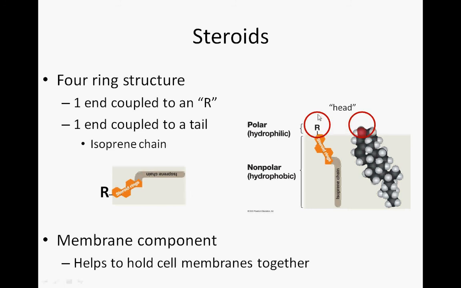Steroids tend to have an R group attached to these hydrocarbon rings that is usually polar. The steroids themselves and the isoprene chain are nonpolar. So this is the first molecule we're seeing that's got a head and a tail to it. It's got a very, very strong polar end and a very strong nonpolar end.